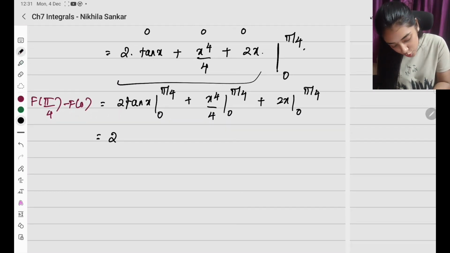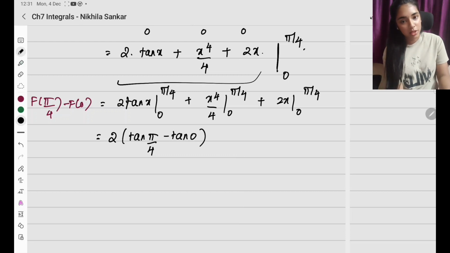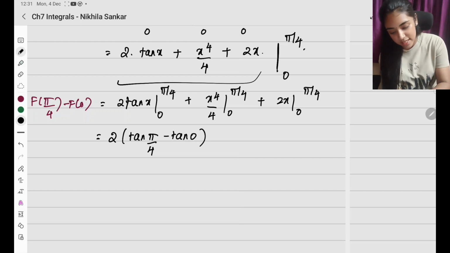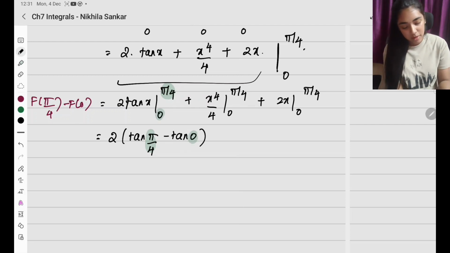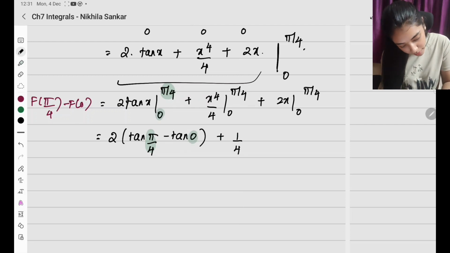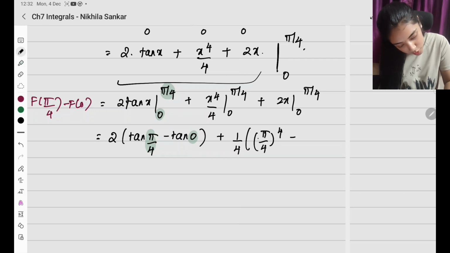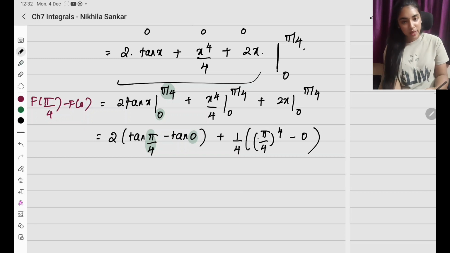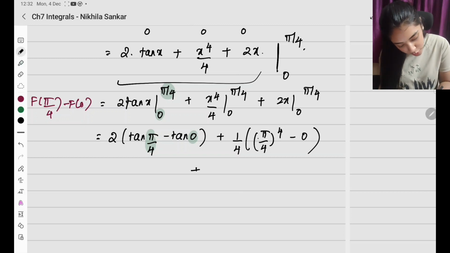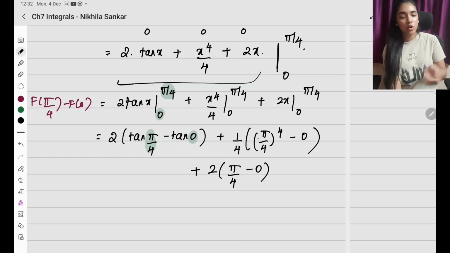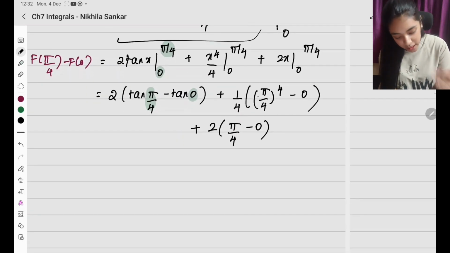Just watch. So 2 times I have tan pi by 4 minus tan 0. So basically I clubbed the 2 here. So tan pi by 4 minus tan 0. So இந்த இடத்துல b minus a. So this is my first term. இப்போ second term என்ன ஆகும்? I have 1/4 common எடுத்தா. So pi by 4 போட்டா pi by 4 the whole power 4 minus 0. So this is my second term. இப்போ third term என்ன ஆகும்? I have 2x. So 2 times x க்கு substitute பண்ணா pi by 4 minus 0. So you can also do it in such a way. Okay, அதே ஆன்சர் தான் வரப்போகுது.